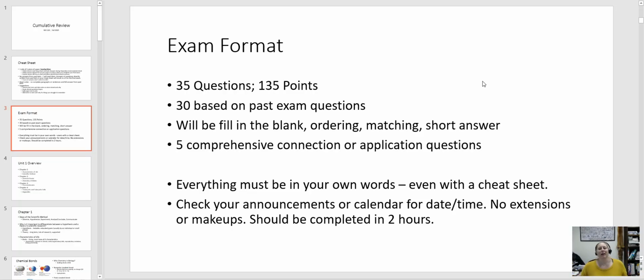These are going to be things that you might not have a direct answer for. I am asking you to think through the problem and solve it and explain your understanding and knowledge. Everything has to be in your own words.